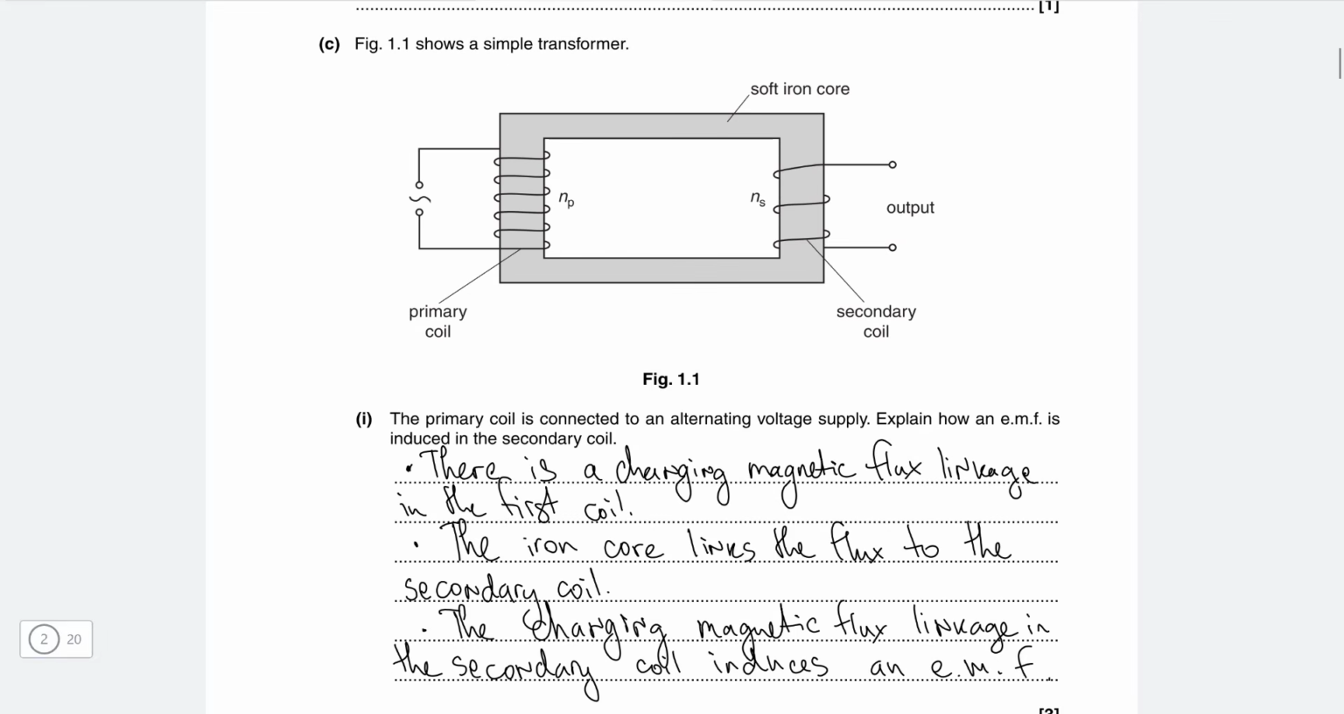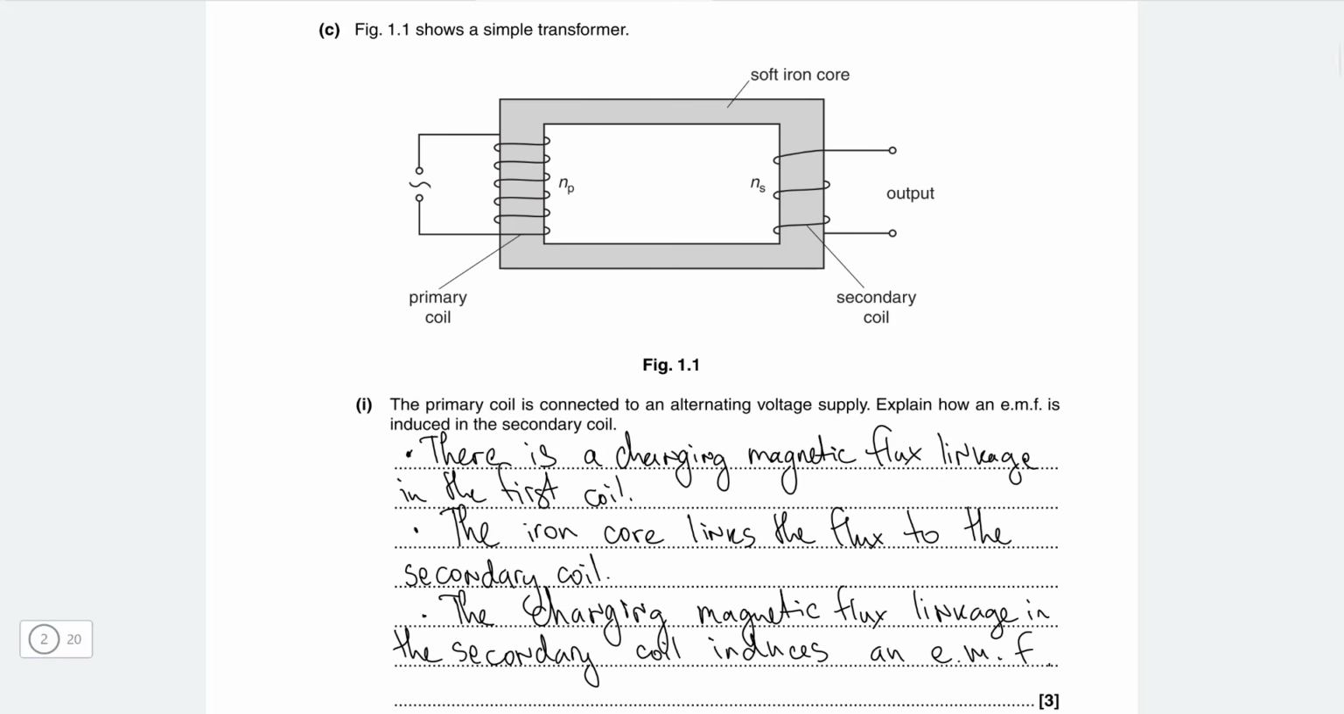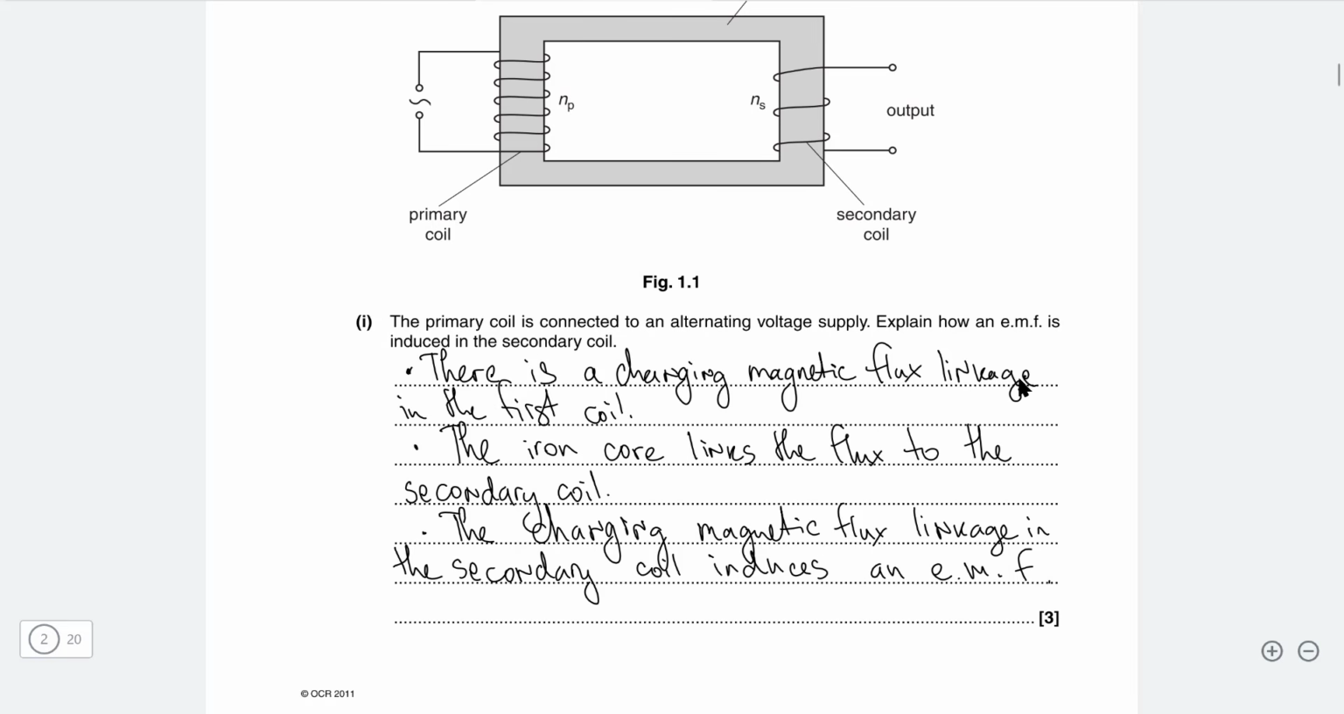Part C, figure 1.1 shows a simple transformer. Now it's a really important question. So the primary coil is connected to an AC power supply. Explain how an EMF is produced in the secondary coil. So our first marking point is that there is a changing magnetic flux linkage in the first coil. This is due to the fact that there is an AC current going through it.